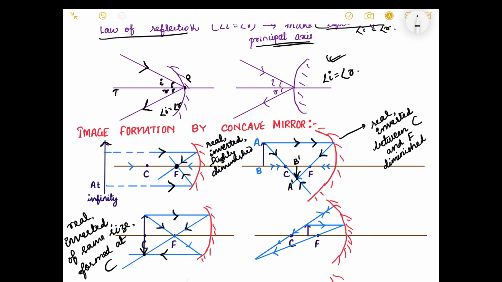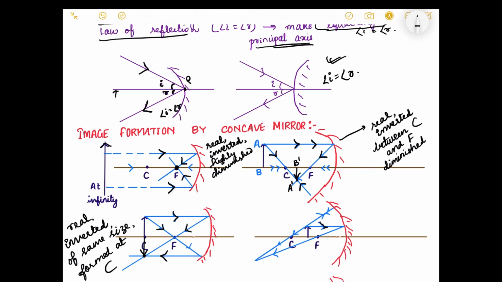Now let us consider a case in which the object is between C and F, center of curvature and focus. This ray is parallel to the principal axis, so after reflection it will pass through the focus. This ray will return in the same direction, so the image will be formed beyond C. So this image is real, it is inverted, and as it is completely visible, it is a bit enlarged and it is formed beyond C.